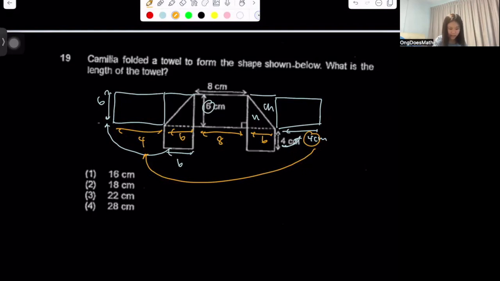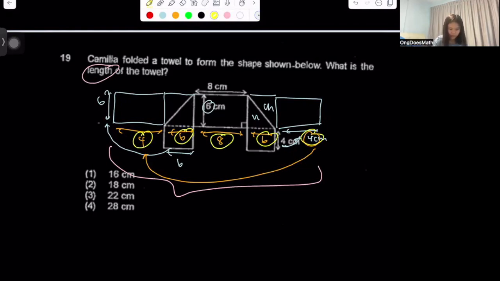So what is the length? So length is this part over here, right? This whole part, which is just 4 plus 6 plus 8 plus 6 plus 4. So 4 plus 6 plus 8 plus 6 plus 4, and that should give you 28 cm. Hence answer is option 4. Not an easy question.